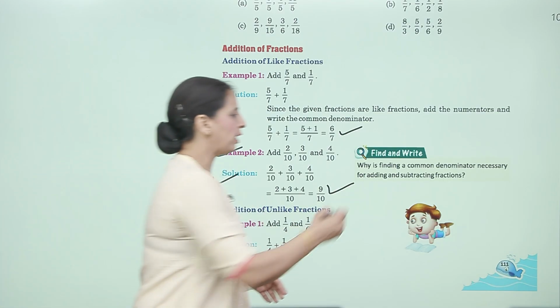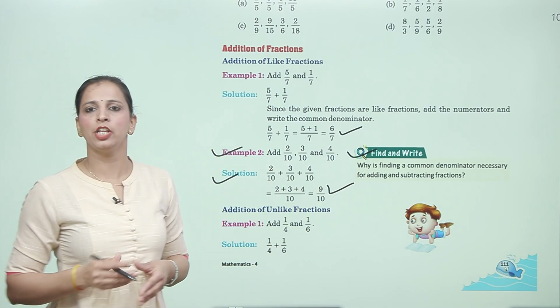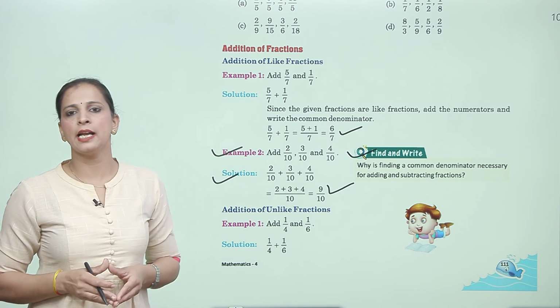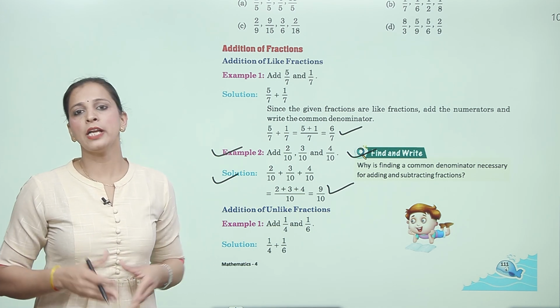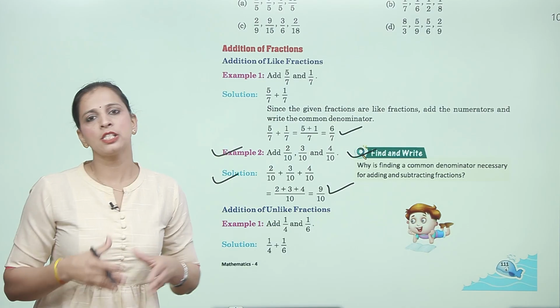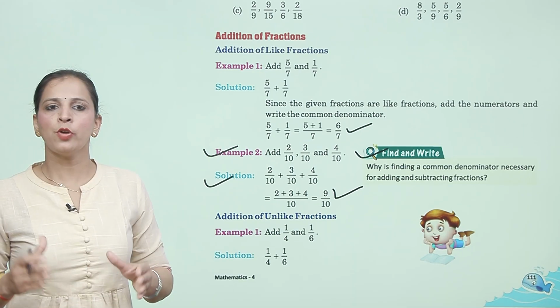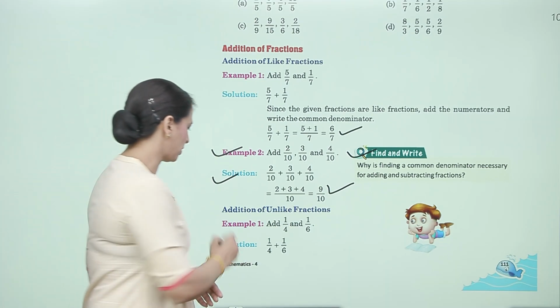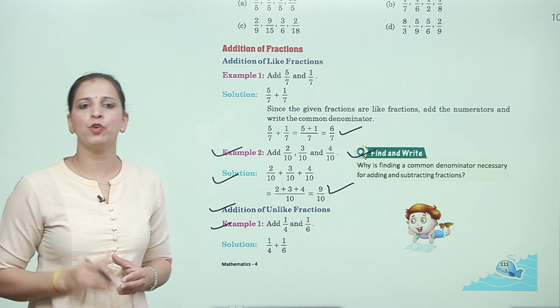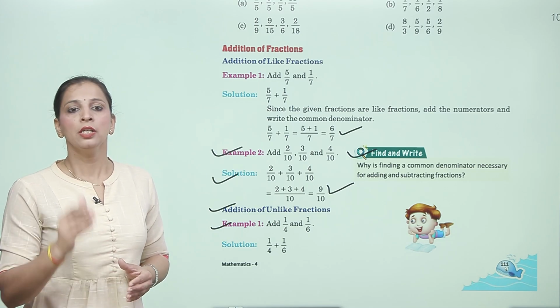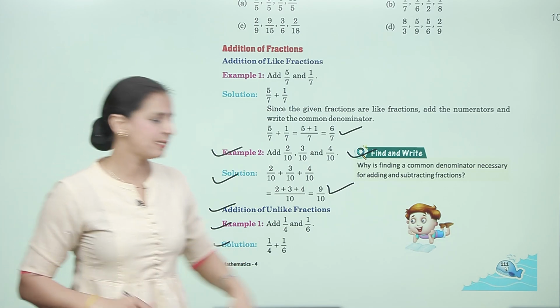Now find and write. Why is finding a common denominator necessary for adding and subtracting fractions? So we can easily add or subtract the fractions. Now next is addition of unlike fractions. Example 1, add 1 by 4 and 1 by 6. Solution, 1 by 4 plus 1 by 6.